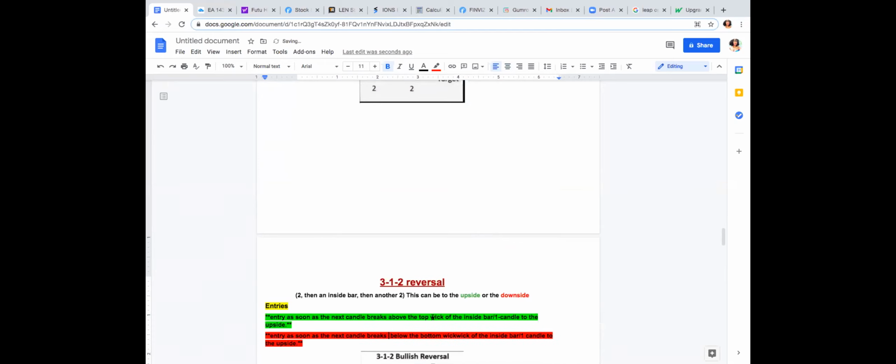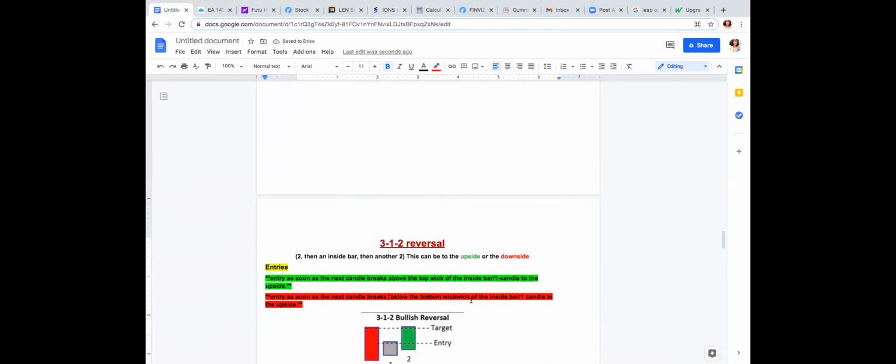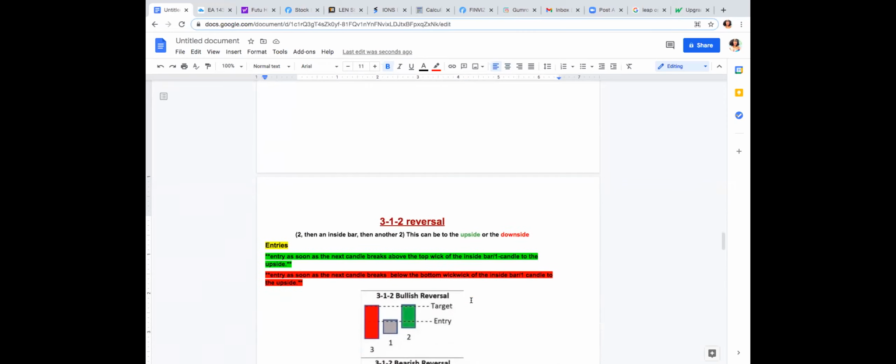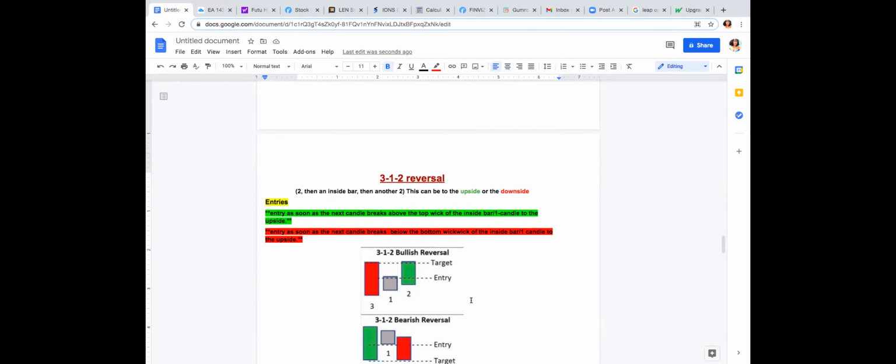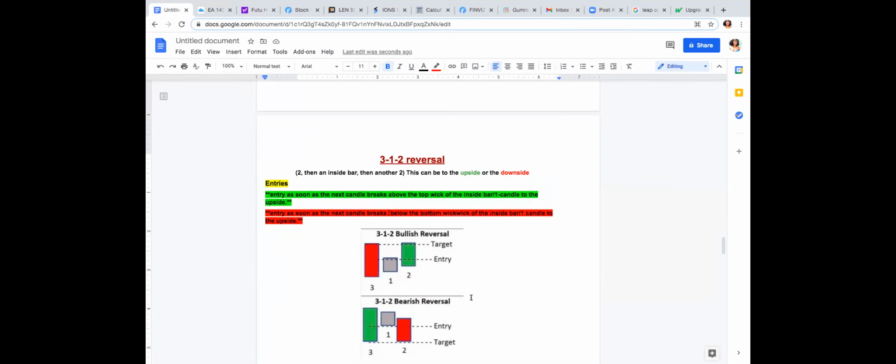All right, so then we have the 3-1-2 reversal, which is a 2, then an inside bar, then another 2. And this can either be to the upside or the downside. So your entry is going to be as soon as the next candle breaks above the top wick or the top portion of the inside bar or 1 candle to the upside. On the opposite hand, you're going to have your bearish entry. So that's going to be as soon as the next candle breaks below the bottom wick of the inside bar or the 1 candle. All right.